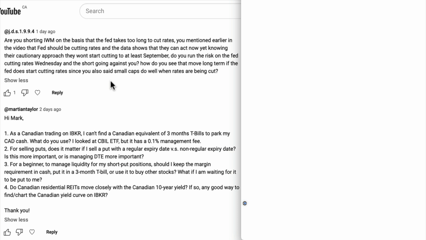Are you shorting IWM on the basis that the Fed takes too long to cut rates? You mentioned earlier in the video that the Fed should be cutting rates, and the data shows that they can act now, yet knowing their cautionary approach, they won't start cutting until at least September. Do you run the risk of the Fed cutting rates Wednesday and the short going against you?